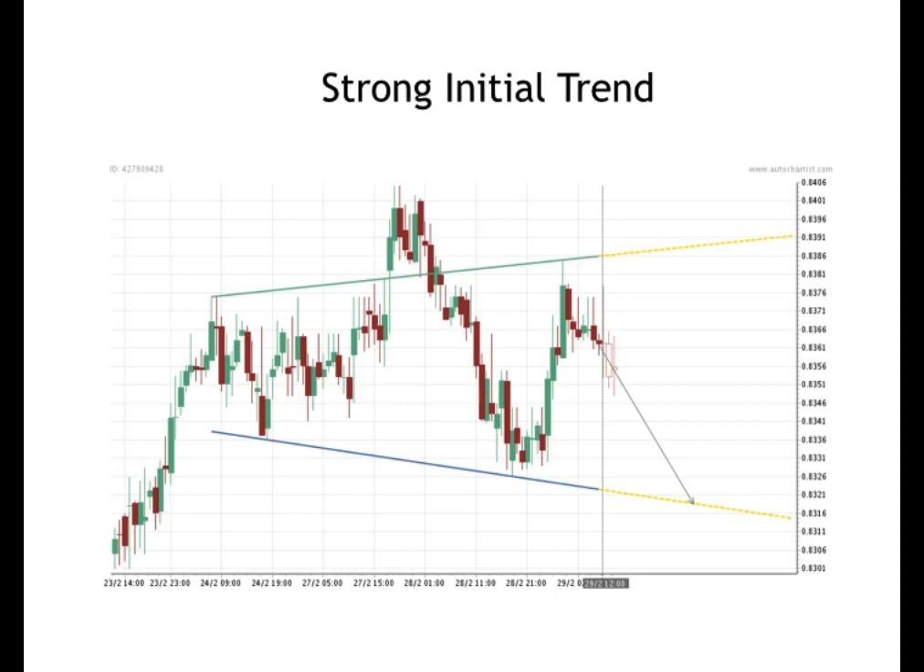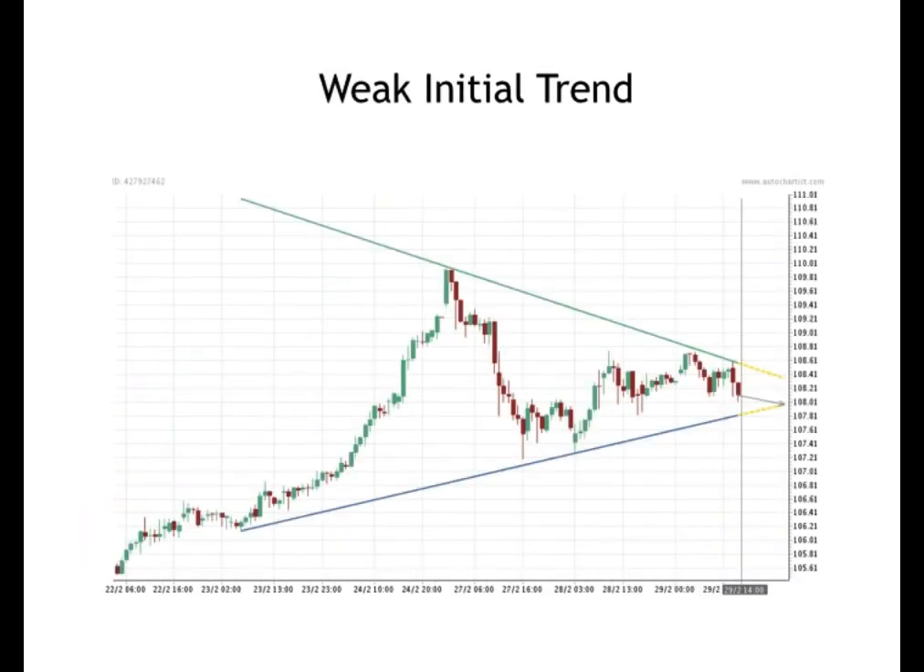This is an example of a strong initial trend, where the price graph made a long rally towards the first touching point of the pattern. In contrast with this example, a weak initial trend that had hardly any initial rally, in fact it looks more like the initial trend came from the wrong direction altogether. The initial trend was supposed to be bearish.